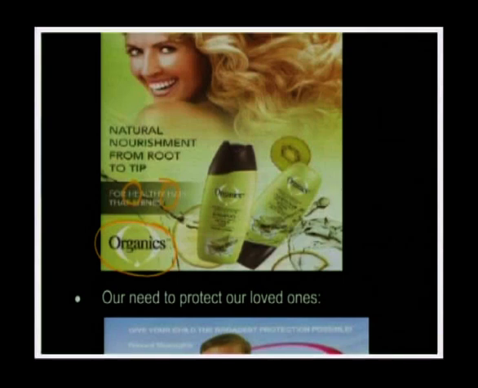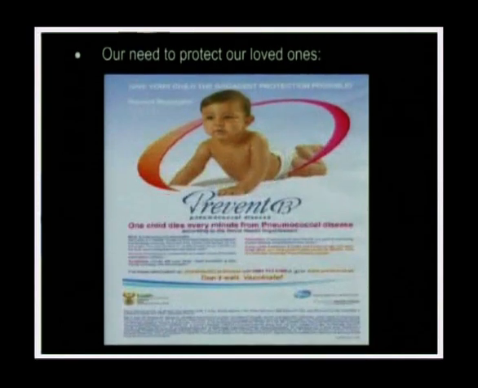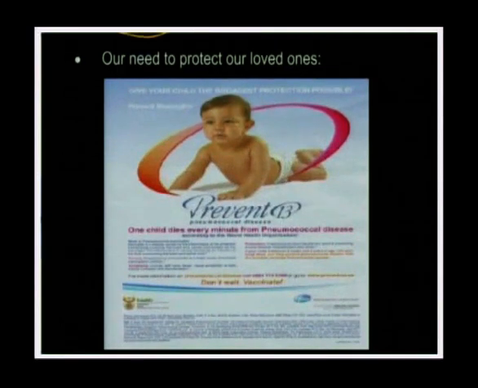Let's go on to another type of advertisement. And there, the advertiser is exploiting our need to protect our loved ones. Now, this is something that is natural. We all have this desire to protect the people that we love. So, the advertiser knows that, and so he would focus on finding products that he could sell to us in order to show that we actually love the ones that we'd like to protect.